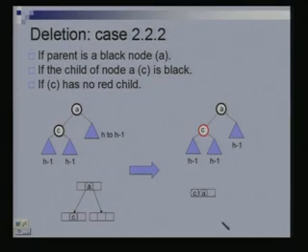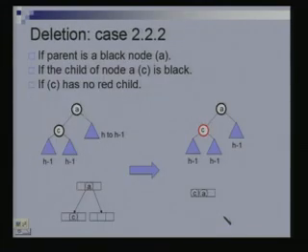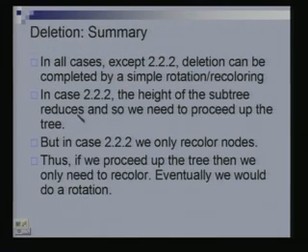So in one of the 6 cases we have to go up, but when we have to go up we don't have to do too much work, we just have to do one recolor, right? So that's the summary. So in all cases except this last case 2.2.2, deletion can be completed by either some reorganizing, by some rotation or by some recoloring.